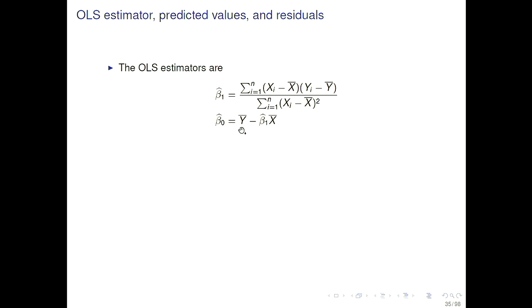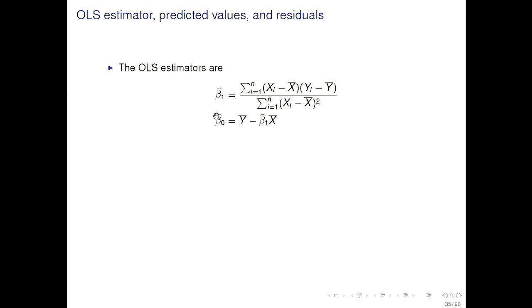We take the average of the y variable and the average of the x variable, and then multiply this average of the x variable by our OLS estimator for the slope parameter. So from this expression, it's pretty obvious that the OLS regression line goes through the sample average of x and the sample average of y. But that is one side point, which can be important. But I don't want to emphasize that.